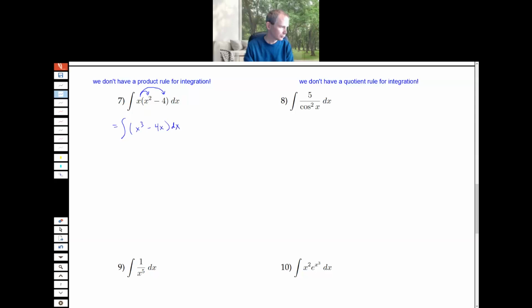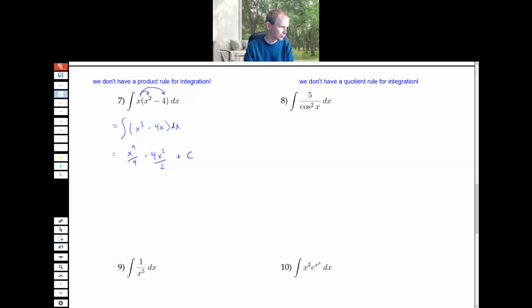And now the thing that I want to integrate, my integrand, doesn't have any products. It's x cubed minus 4x, and I can integrate that using the power rule. So we add 1 to the power, divide by the new power. Okay. For the minus 4x, the minus 4 hangs out. When I integrate x, I add 1 to the power, so it's an x squared, divide by the new power.